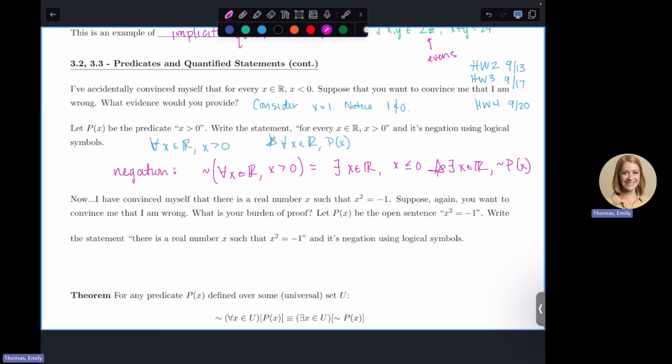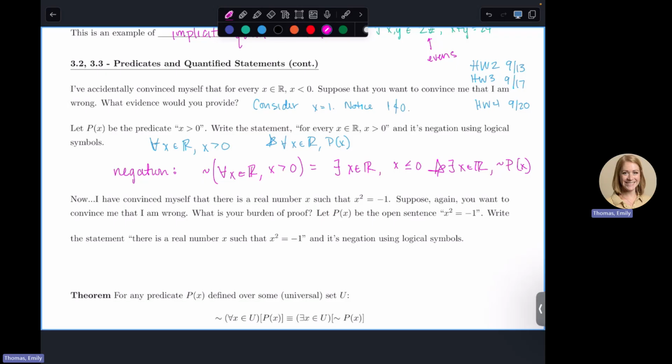Okay, so let's say that now I've been silly, I've confused myself and convinced myself again that there's a real number x such that x squared is equal to -1. Again, I have convinced myself that there is a real number x where x squared is equal to -1. Suppose again that you want to convince me that I'm wrong. What's your burden of proof? How would you prove it to me?